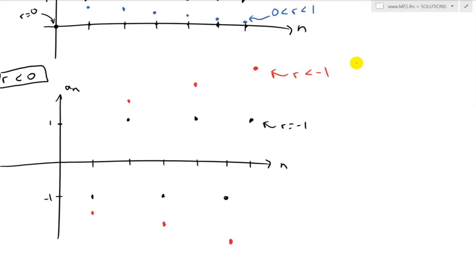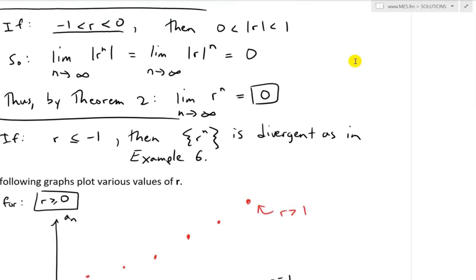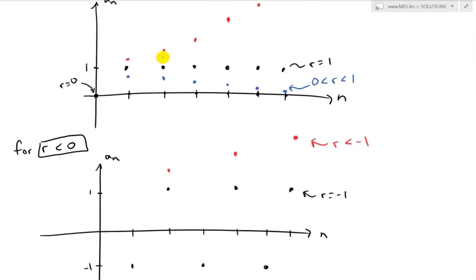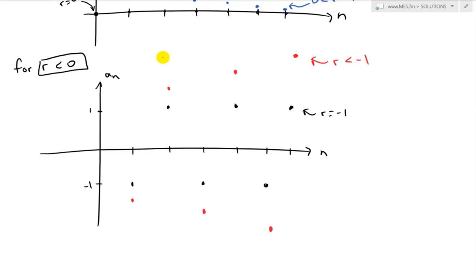And then lastly, as theorem 2 showed, when r is between negative 1 and 0, that also goes to 0. So if it's a fraction, for example negative 1/2, the power of 1 is still negative 1/2, so it's going to be negative, and then it goes to positive, and it's going to get smaller and smaller, like this. So this is converging down over there. This is for r greater than negative 1 and less than 0.